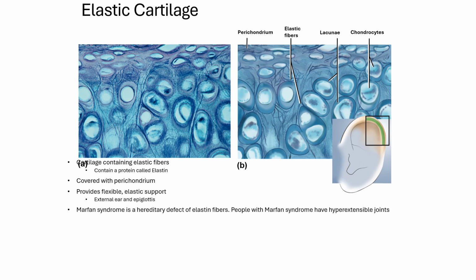And usually the elastic cartilage is also covered with perichondrium, and it is located in the external ear and epiglottis, and also provides flexible elastic support.